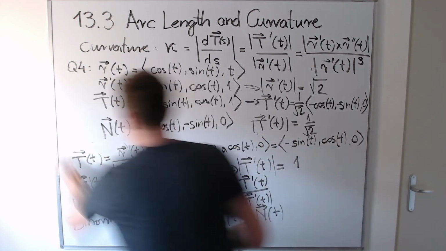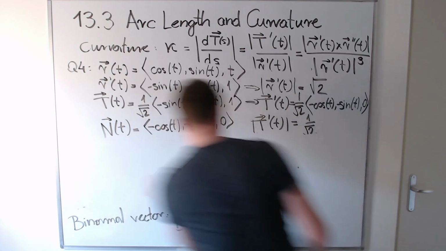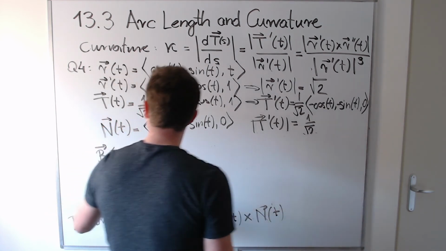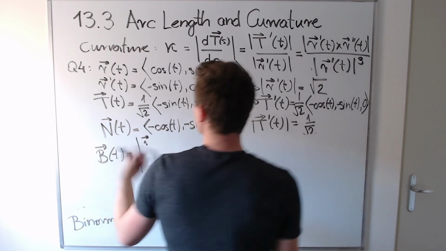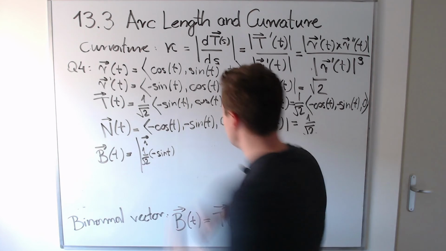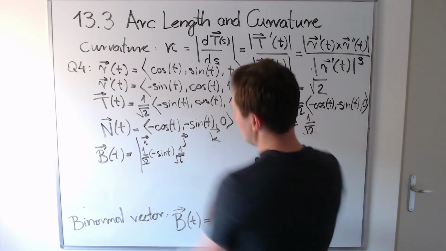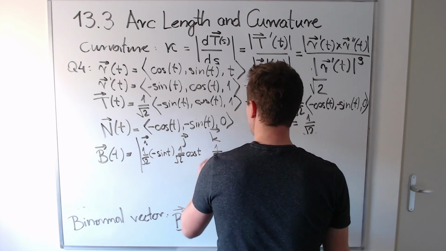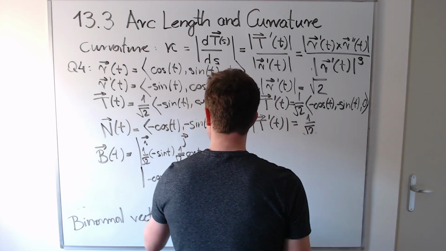And in the last step, we want to compute the cross product of T and N to get the binormal vector, just like this formula tells us. So to get B(t), we need to compute the cross product of T and N, and of course that can be done with the usual determinantal formula. So we have i, j, and k in the first row. We have the components of T in the second row. So these are 1 over root 2 times minus sine t, 1 over root 2 times cosine t, and 1 over root 2. Okay, and in the third row we have the components of N, which is minus the cosine of t, minus the sine of t, and 0.